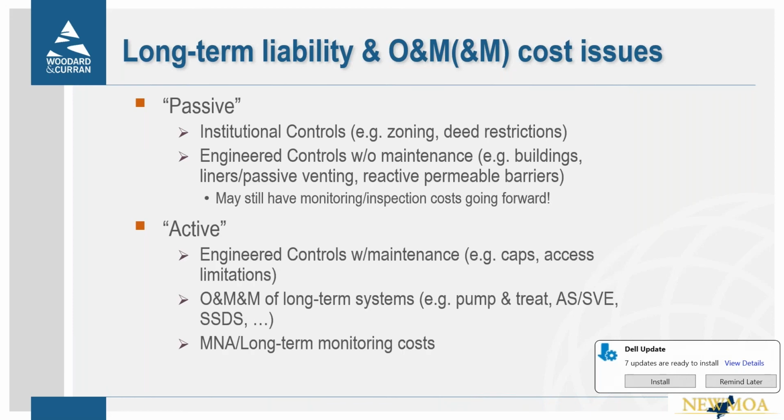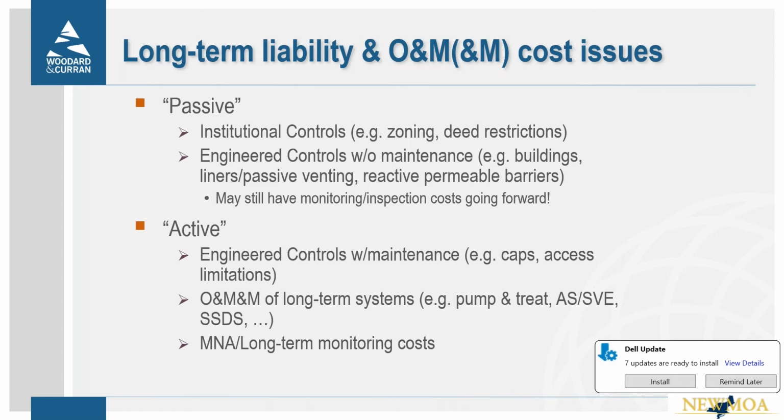And then the more active things, like engineered controls with maintenance, i.e. caps that may have ongoing leachate collection or groundwater collection or other ongoing inspection and maintenance activities. You could have something as traditional as a pump and treat system to contain something, or an air sparge soil vapor extraction system, or a sub-slab depressurization system, or any number of technologies that you'll hear about the rest of the day. If those have long-term operation and maintenance and monitoring, you want to be thinking about those as you pick your remedial goals, so that you have the total cost in mind.